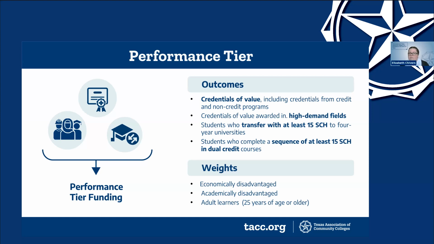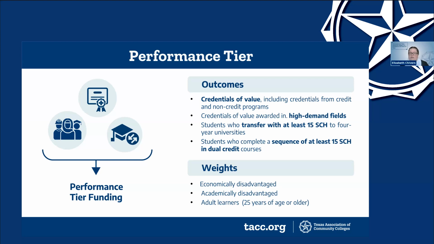Then there will also be an outcome based on students who transfer having completed at least 15 semester credit hours, and students who complete a sequence of at least 15 semester credit hours in dual credit will also be a key funding piece. We're going to hear a little bit more about the FAST program for dual credit later, but I just want to point out that this operates separately. So no matter what, if your students complete the 15 semester credit hours, you get this outcome funding. So it's not directly linked to that FAST program.